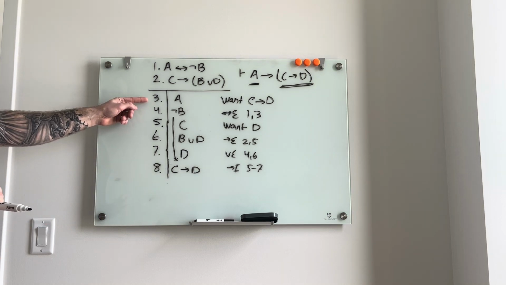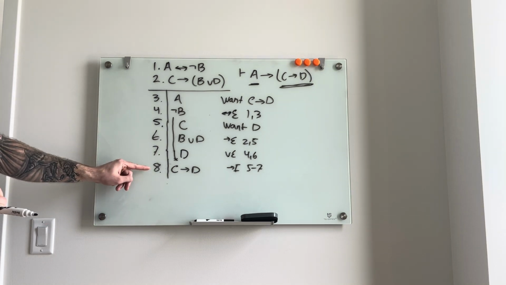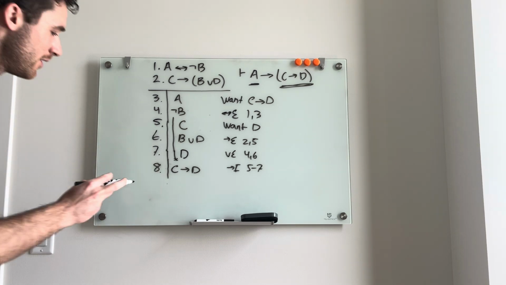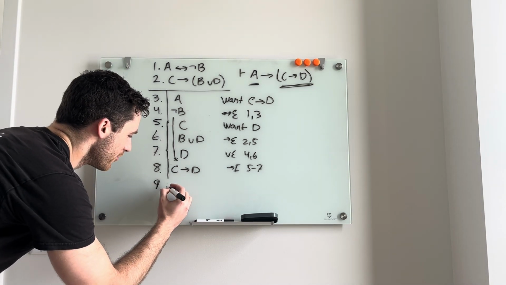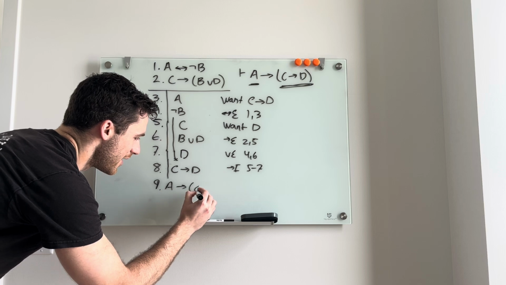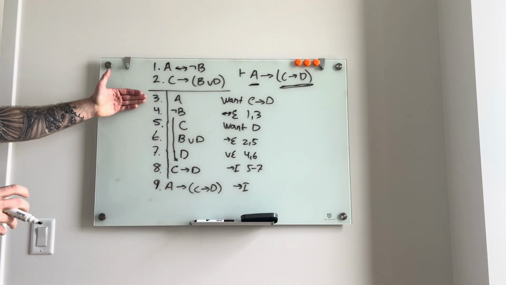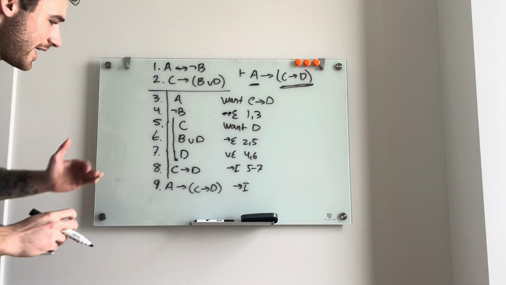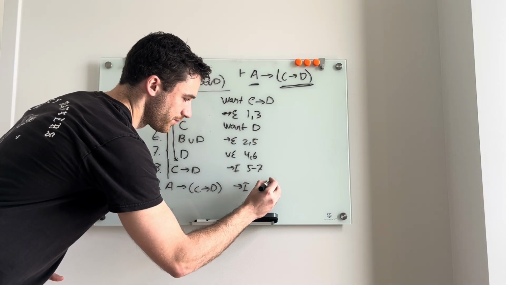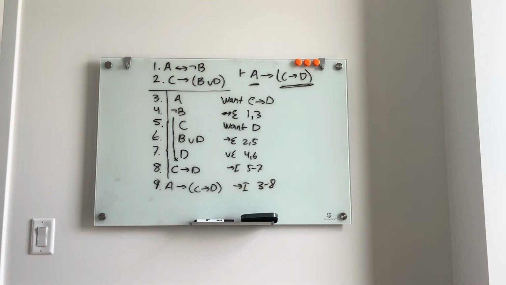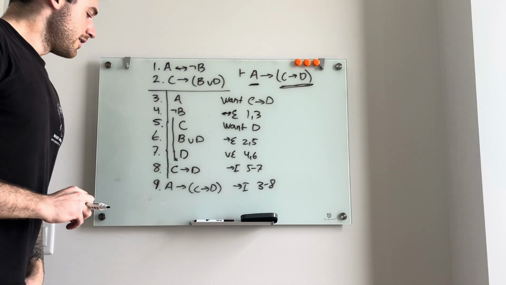We made this assumption A, we did some steps here, C arrow D followed. So now we can pop out of this subproof and write our result. A implies C arrow D, by arrow introduction, this entire subproof, 3 through 8. Okay, so a couple notes on this thing.